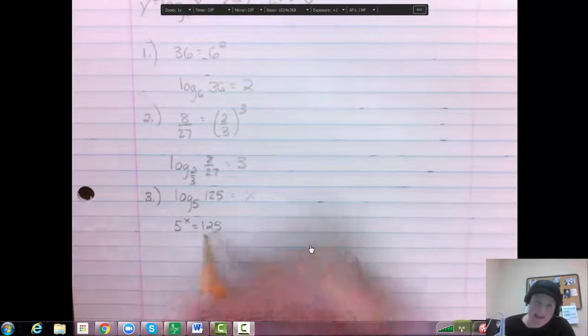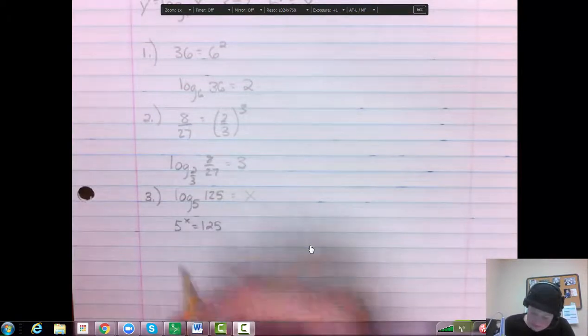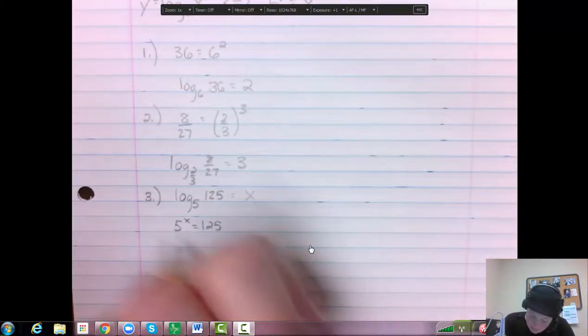Sometimes we'll go the other way, but typically we go that direction. So let's see again how we solve these. I'm pretty sure we've covered this already. We need the same base. Well, we have 5 to the x.